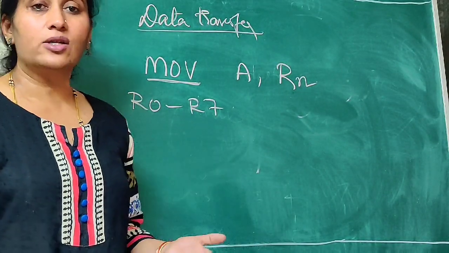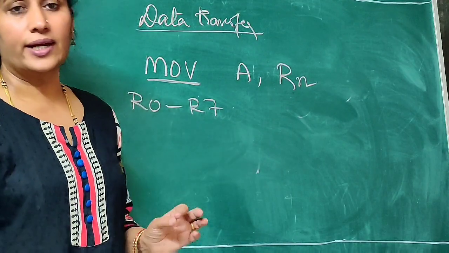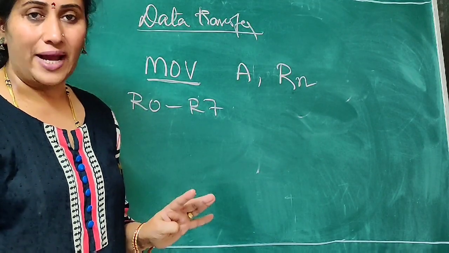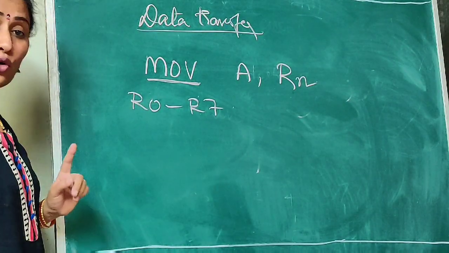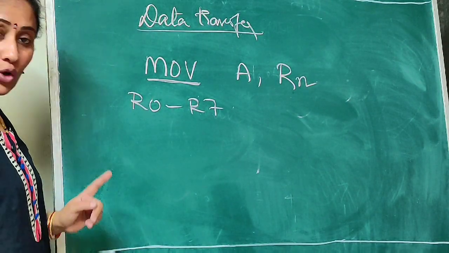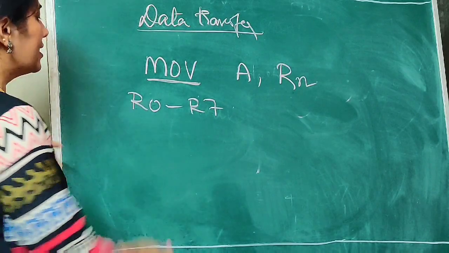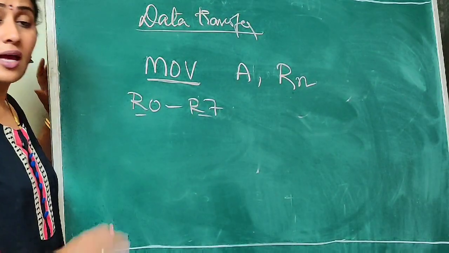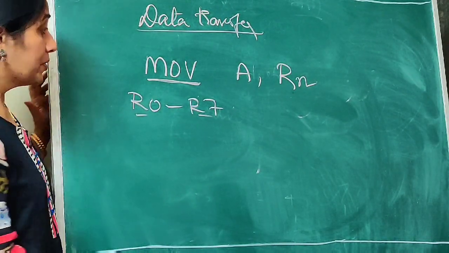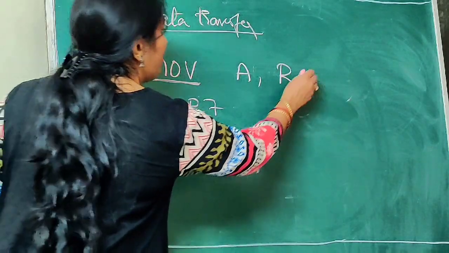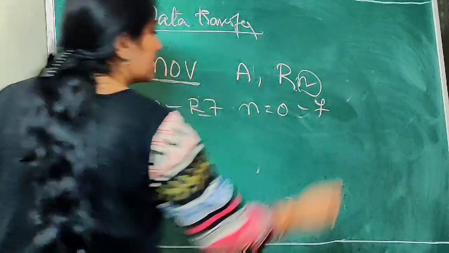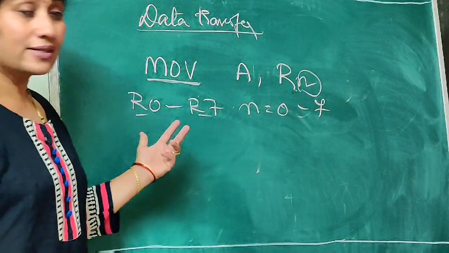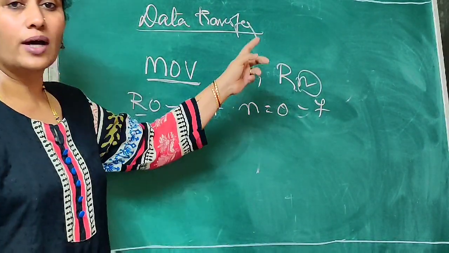Actually in the 8051, we have 32 working registers in 4 banks. Each bank consists of 8 working registers, but I can use only one bank at a time. So I say that I am having 8 working registers, R0 to R7. In the place of the source, the n can take up the value 0 to 7, that is R0, R1, R2, R3.